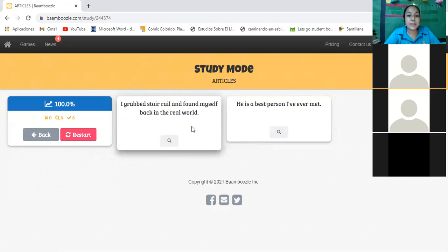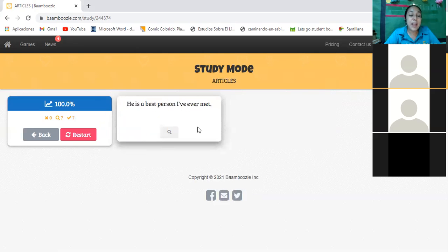I grabbed a stairrail and found myself back in the real world. In that case, "the". Okay, "the stairrail", because we mentioned only one. I grabbed the stairrail and found myself back in the real world.